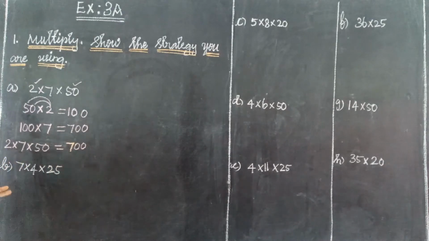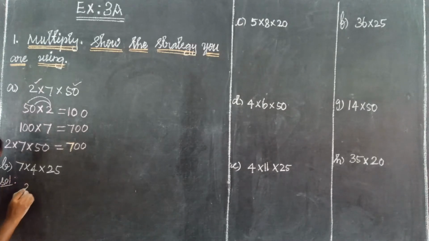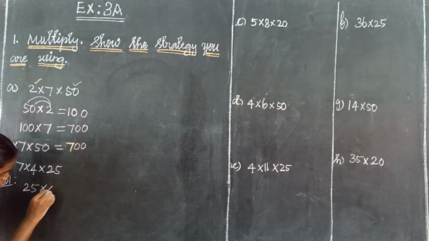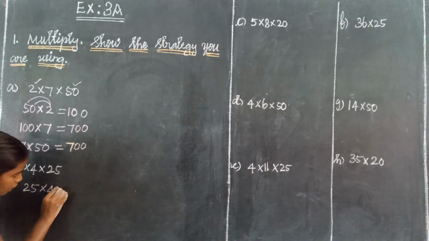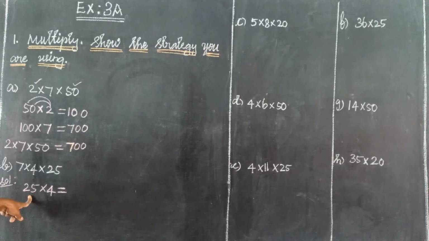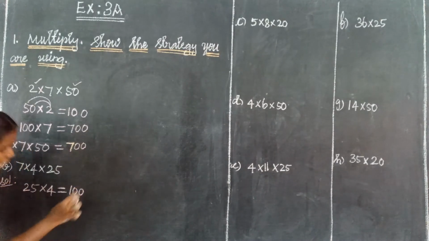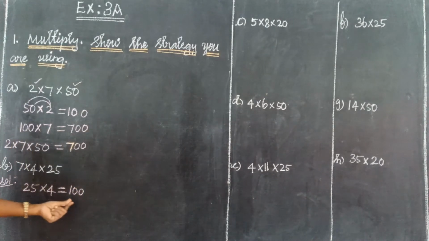This is also three values: 7 into 4 into 25. First of all, I am using this value 25 and 4. I am choosing these two values, 25 into 4, to get an answer, and then the answer into the third value. Is it? So 1 25 is 25, 2 25s are 50, 3 25s are 75, 4 25s are 100. So 25 into 4 is equal to 100.